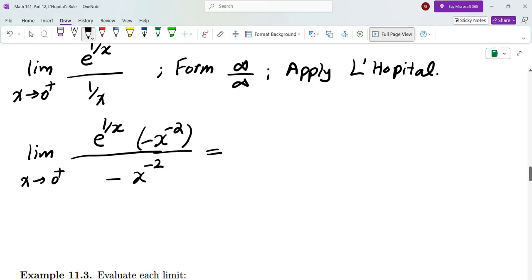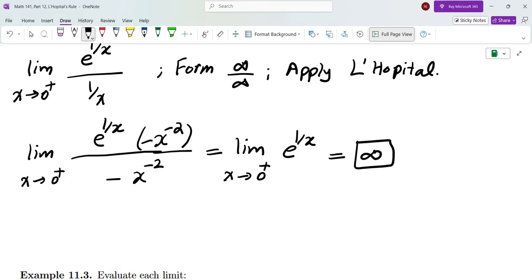So these two cancel. We get the limit as x approaches 0 from the right, e to the power of 1 over x. When x approaches 0 from the right, 1 over x approaches infinity. E to the power of infinity is infinity. So this time the answer is infinity.